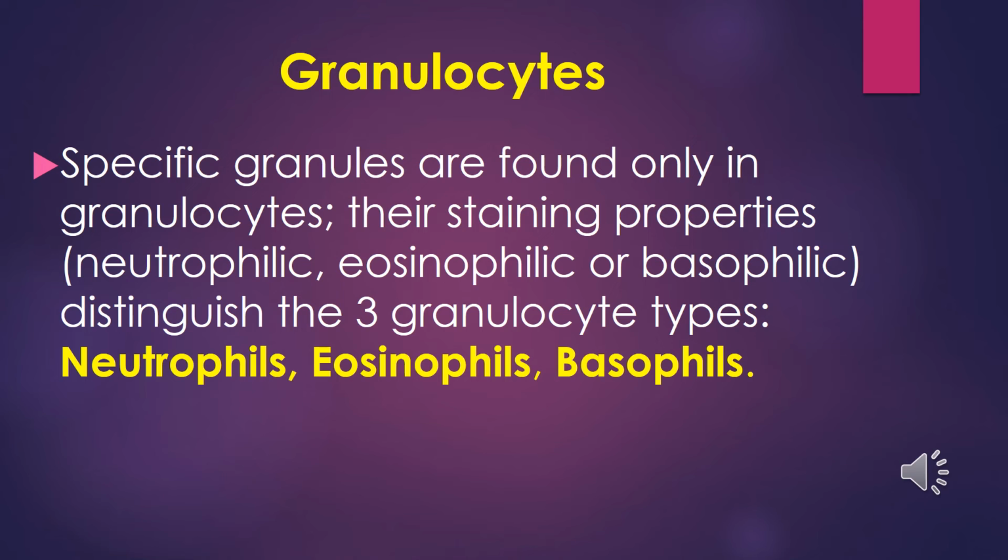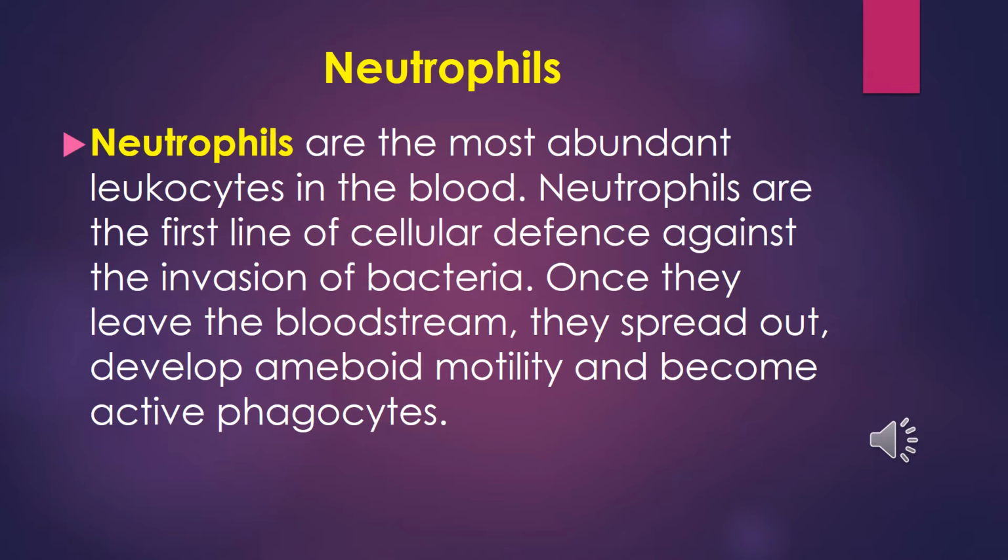I told on previous slides about types of granulocytes. Here on this slide you can see types of granulocytes: neutrophils, eosinophils, and basophils. Neutrophils are the most abundant leukocytes in the blood. Neutrophils are the first line of protection of the organism because they provide phagocytosis of bacteria, viruses, and other agents.